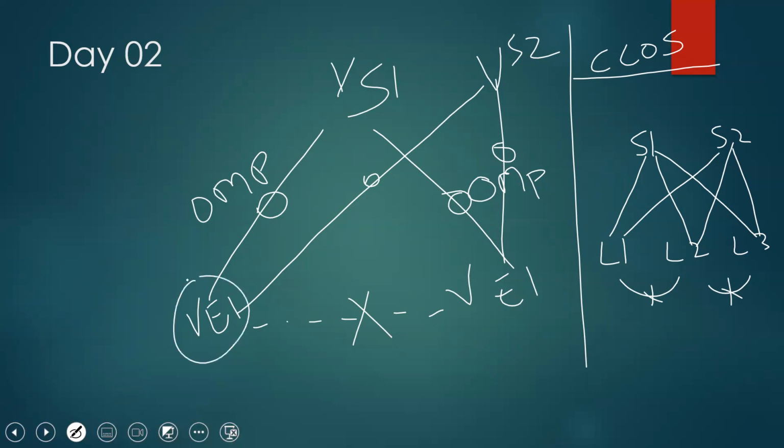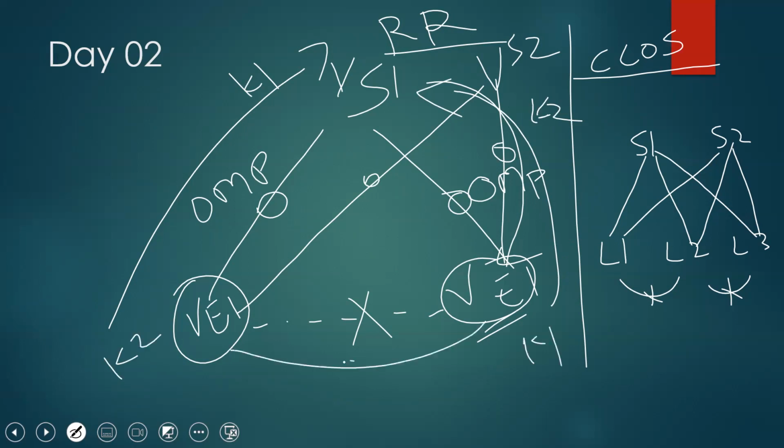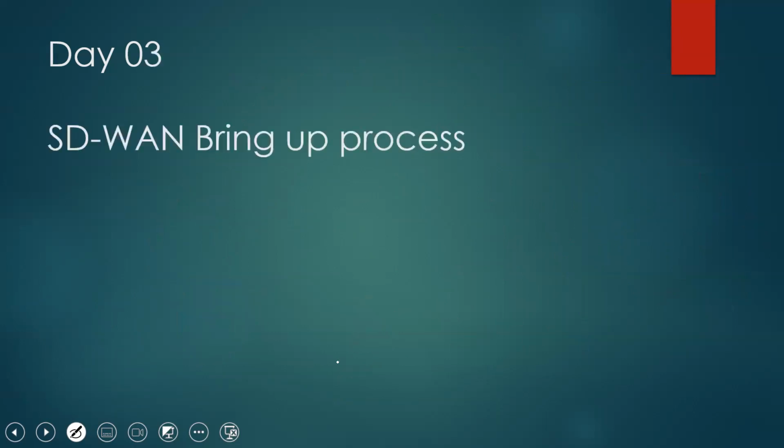So now if the vEdge devices have to form the IPsec tunnel, they will send the key to vSmart, and since vSmart is working as a route reflector, it will reflect the key information, the routing information, everything to the other device, and vice versa. Again, it will send the key, and vSmart will send the key here, and then they will form the IPsec tunnel between them in the data plane. Knowing this fact is going to help us understand the bring up process.